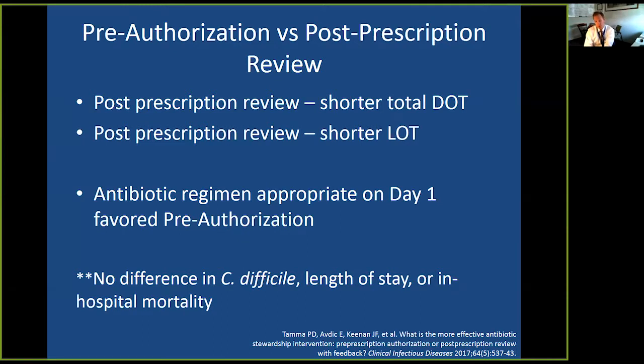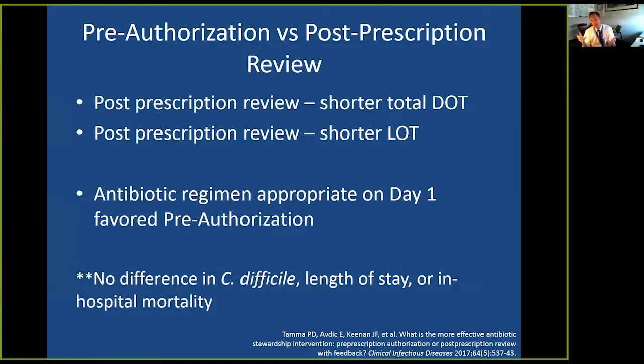So when you look at pre-authorization or restriction, though, that the antibiotic regimen was appropriate on day 1 was favored in the restriction category. So they come in, they call, I want this drug. You say, no, you can't have it. This is the most appropriate regimen, and they put them on that. And so antibiotic regimen appropriateness was higher on day 1 in the restriction group. You see no difference in C. diff, length of stay, or in-hospital mortality.